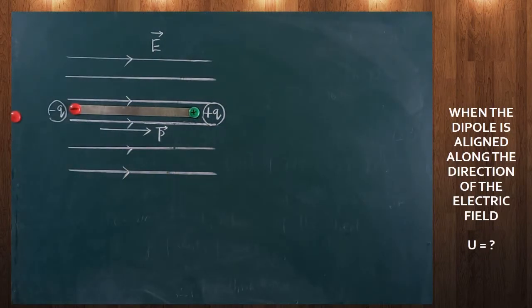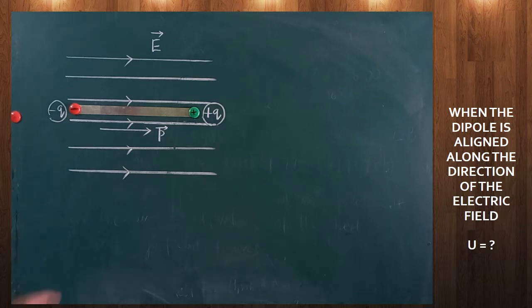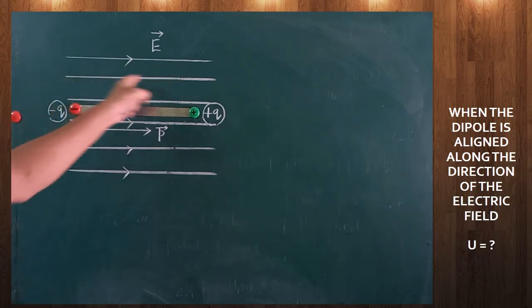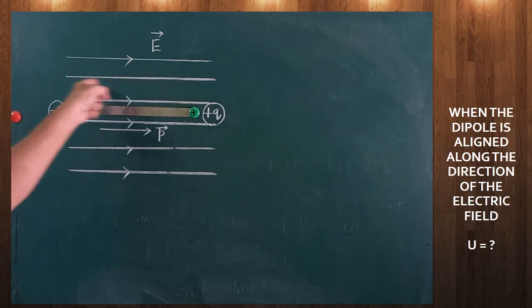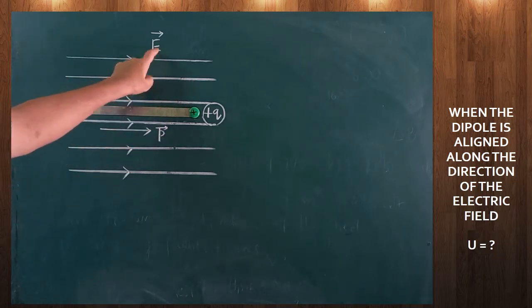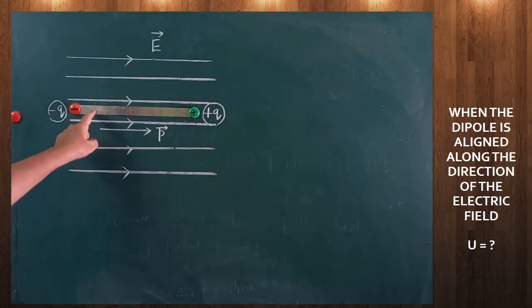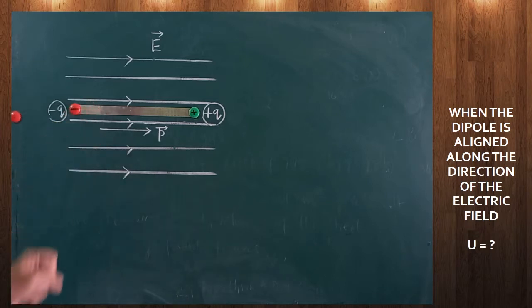Today, in this presentation, we are going to derive the expressions for the electrostatic potential energy stored in a dipole when the dipole is placed in a uniform electric field. I have drawn the electric field by drawing the electric field lines. This is the representation of the uniform electric field, represented by the letter E. The strength of the electric field is E, within which one electric dipole is placed.